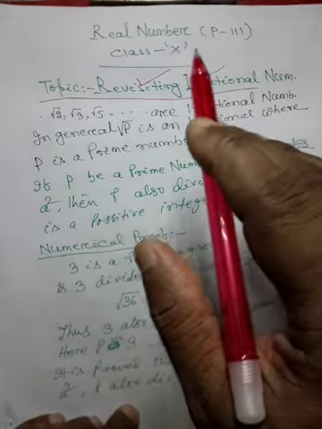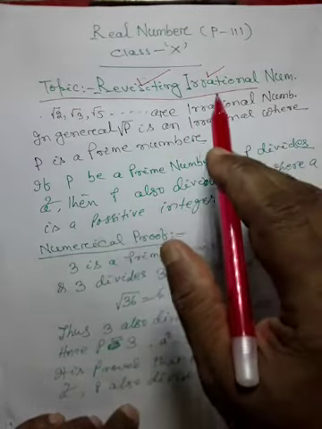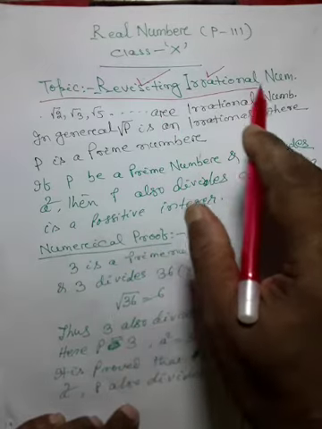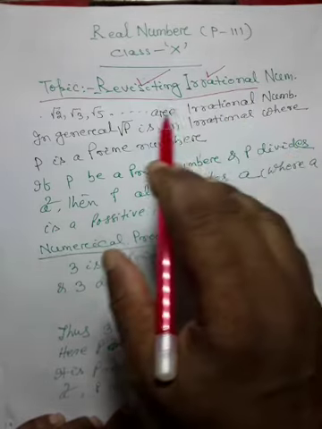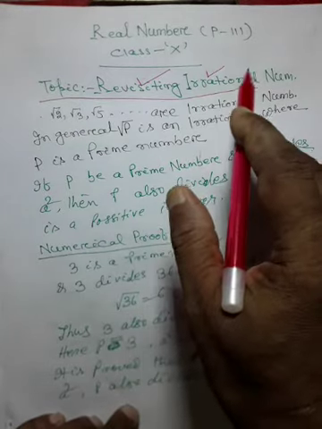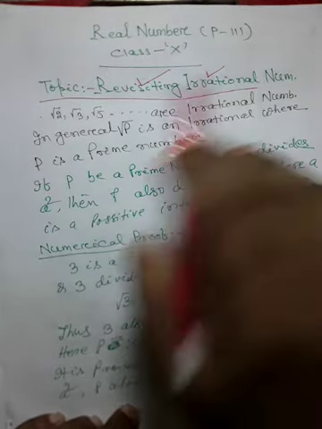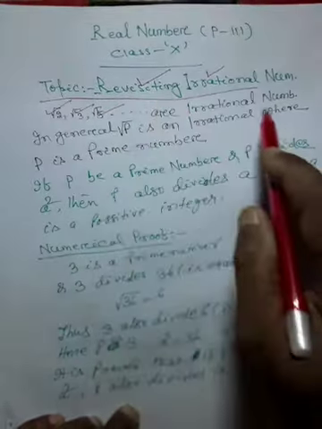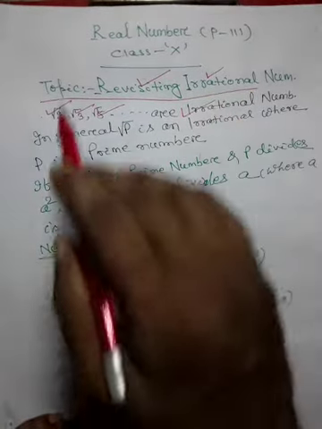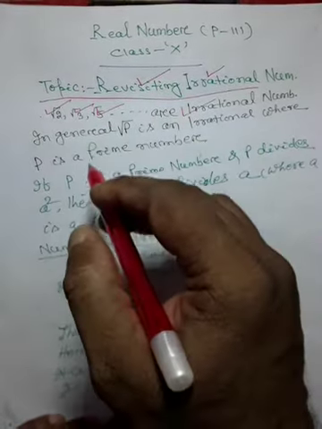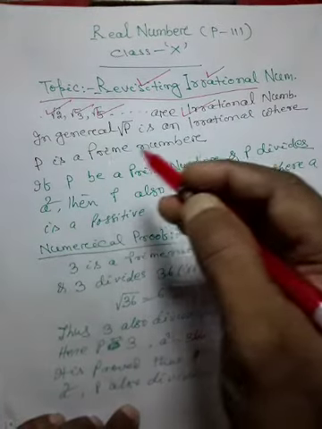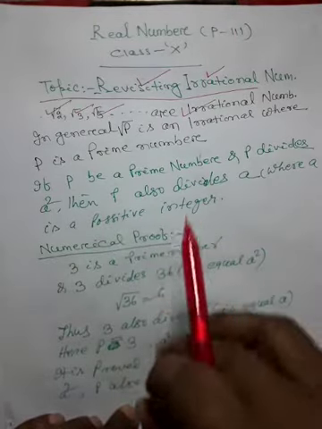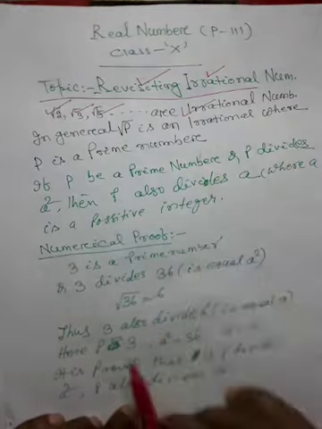The number which is not in the form of p by q, where p and q are integers and q is not equal to 0. The numbers which do not satisfy this condition are called irrational numbers. For example, root 2, root 3, root 5 are all irrational numbers, and also root 2 plus 1, root 3 minus 1, root 3 plus 1 by 2, root 3 minus 1 by 2, or 2 plus root 5. These are all examples of irrational numbers.